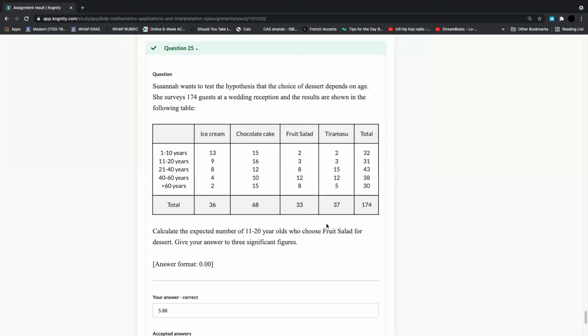She surveys 174 guests at a wedding reception, and the results are shown in the following table. Calculate the expected number of 11 to 20-year-olds who chose fruit salad for dessert. Give your answer to 3 significant figures. Firstly, what is the total number of whatever is in the question? It is 174 guests, so I would put that value in your calculator.